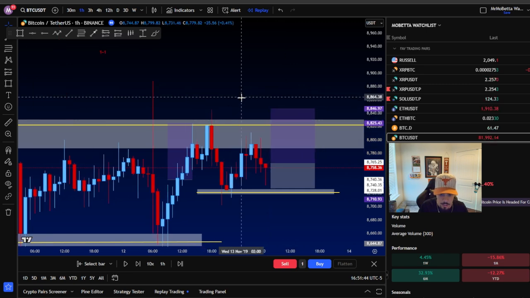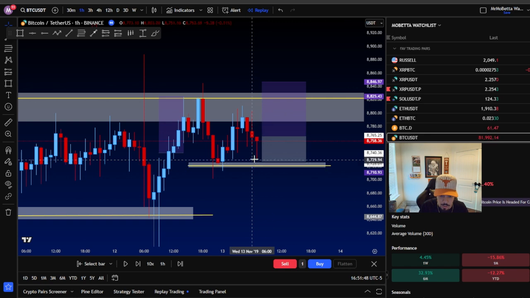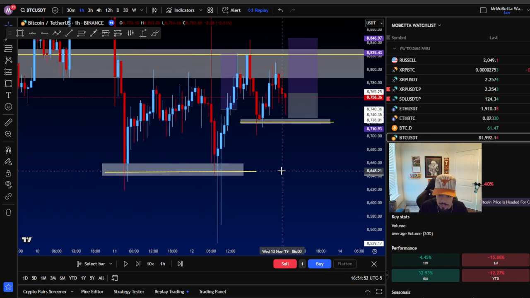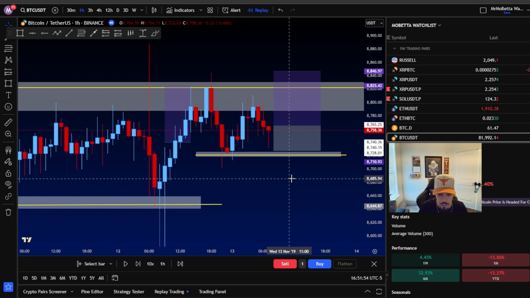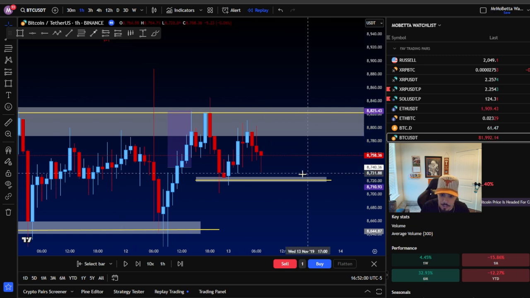Otherwise, if we get a candle that breaks below this low and closes below here, we can look to take a short back down to this 86.48 area. So let's just see how it plays out. As of right now, I would say actually the best thing to do is wait until you see a bullish candle created. Again, this is 7 a.m., so we'll go to 8 a.m.